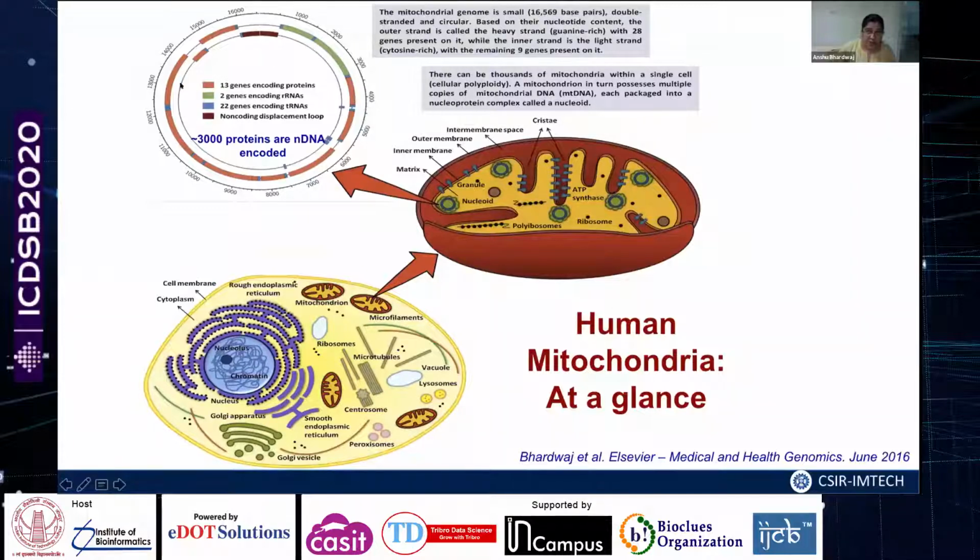Though the DNA is small, it actually encodes for 13 protein coding genes, 22 tRNAs, 2 rRNAs, and some non-coding segment is also there. But more than 3,000 proteins that are required for mitochondrial function are encoded by nuclear DNA. So the point is, what you have here is a circular DNA, which looks like a bacterial origin DNA, because the nuclear DNA is not circular. So the point is, you have this small DNA, and the reason I am focusing on this DNA is the following.